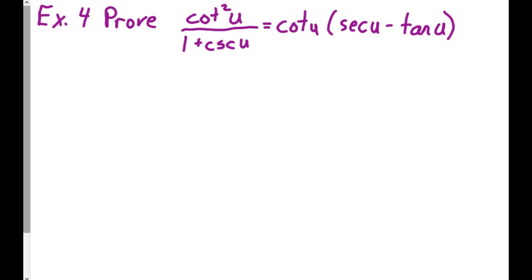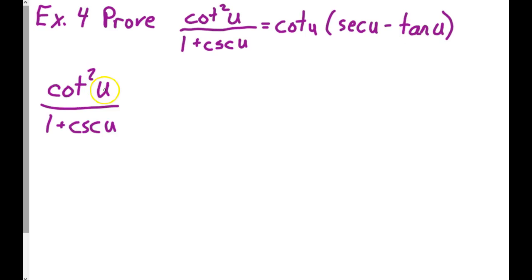Now example 4, we want to prove that cotangent squared u divided by 1 plus cosecant u is equal to cotangent u times the quantity secant u minus tangent u. In this case, when trying to determine which side of the equation we should start with, on the left side we have a fraction, on the right side we have multiple terms, but we don't have a fraction. So we're going to start with the left side and see if we can rewrite it to get the right side of this equation.